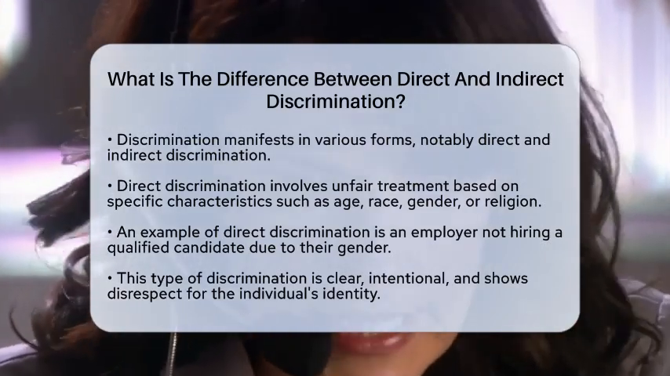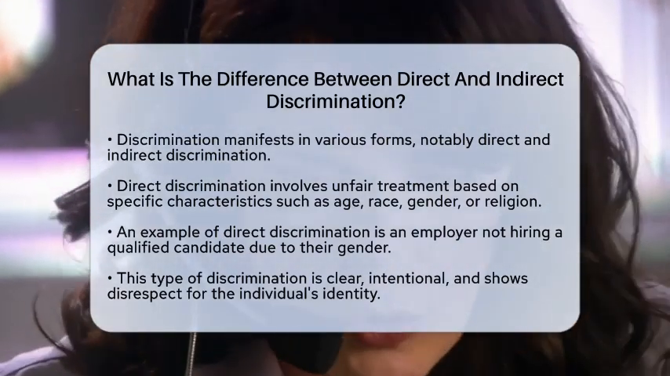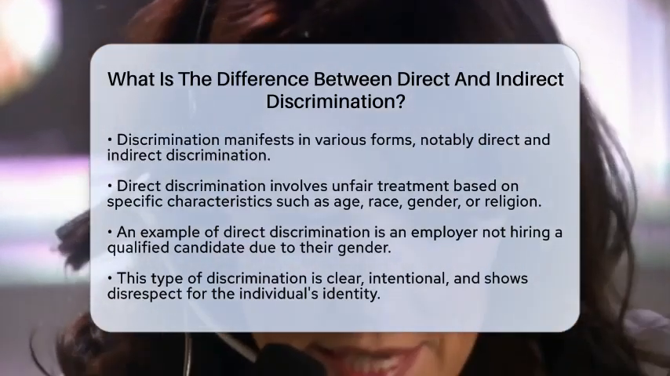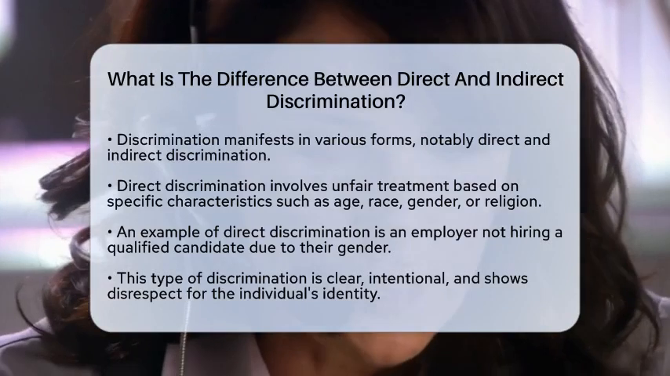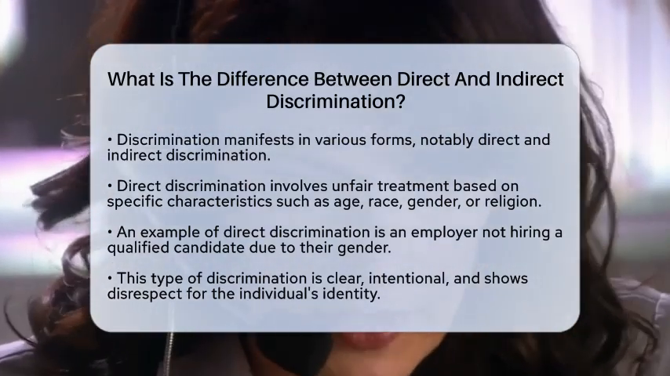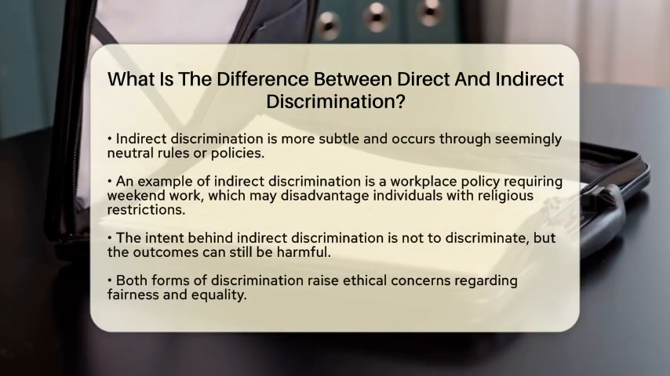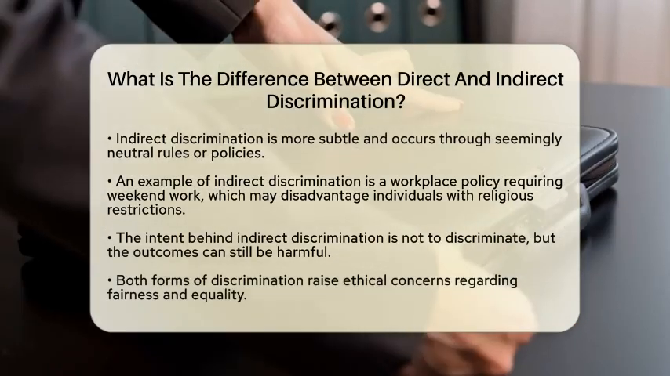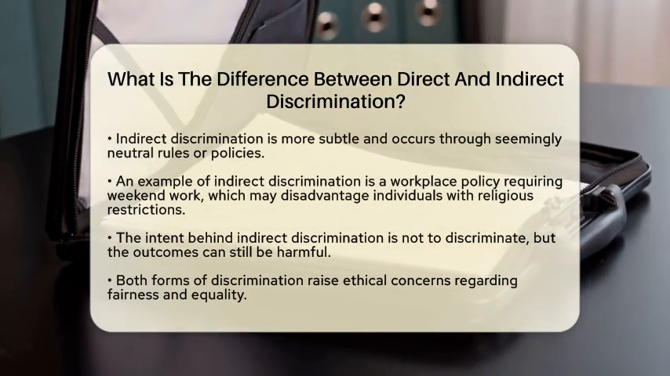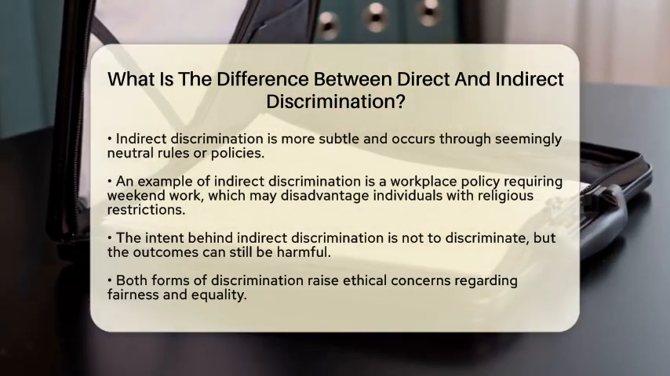Direct discrimination occurs when someone is treated unfairly because of a specific characteristic. This could be due to age, race, gender, religion, or other protected traits. For instance, if an employer decides not to hire a qualified candidate simply because of their gender, that is a clear case of direct discrimination. The unfair treatment is obvious and intentional, showing a lack of respect and dignity for that individual based on who they are.